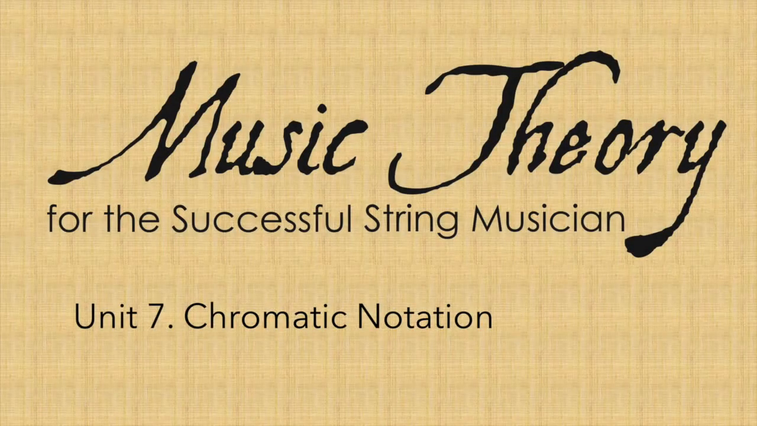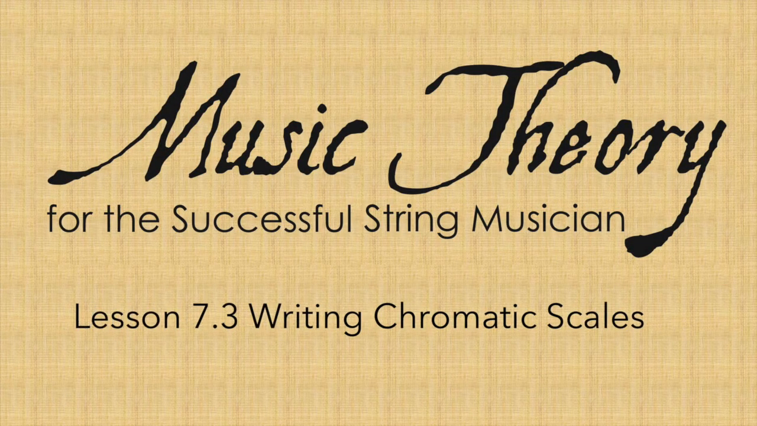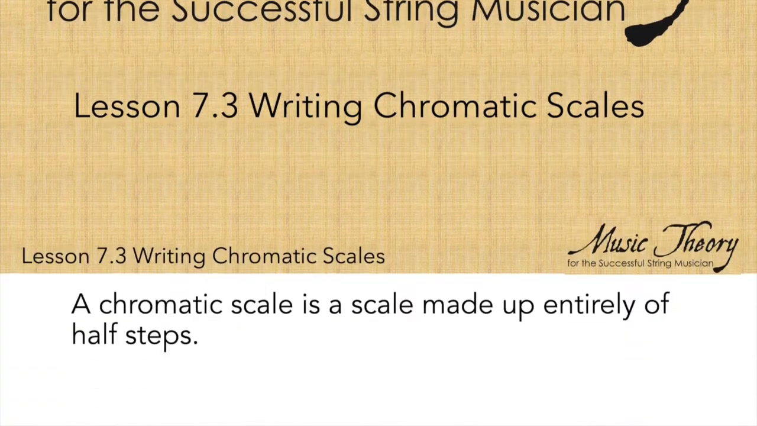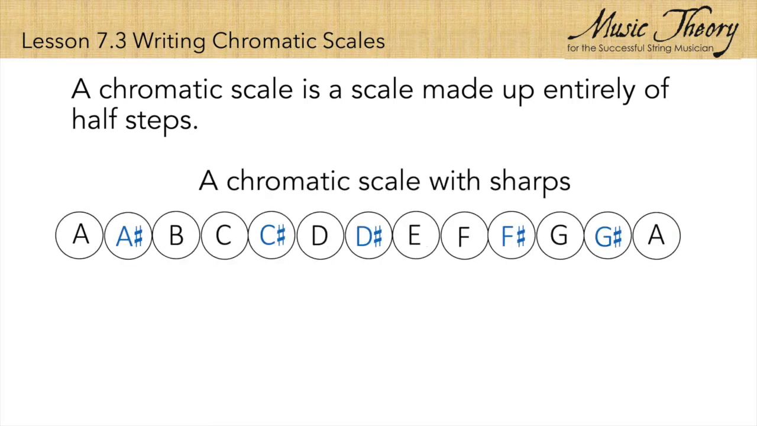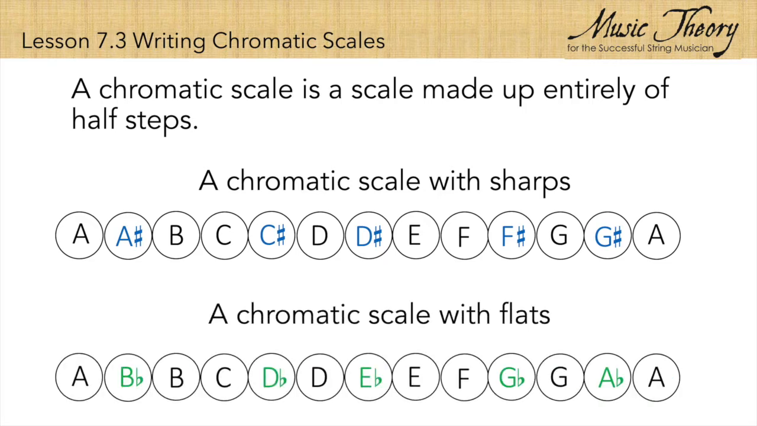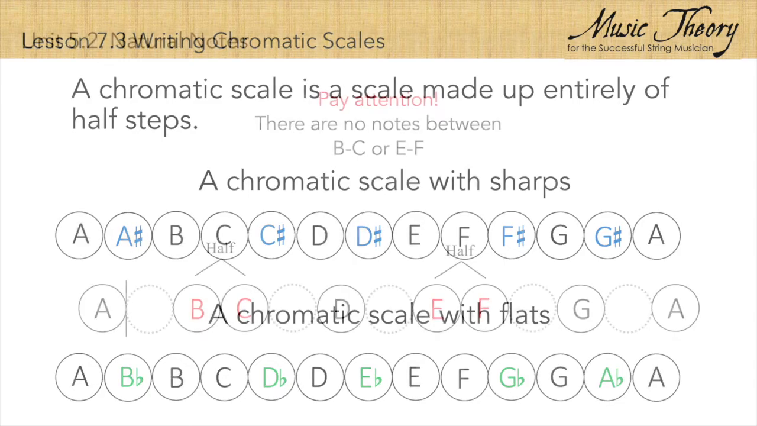Hi everyone! In this lesson on chromatic notation, you will learn how to write chromatic scales. A chromatic scale is a scale made up entirely of half steps. In previous lessons, you learned how to use string diagrams to write a chromatic scale in sharps and also in flats. We typically try to stay consistent using either sharps or flats and not mixing sharps with flats whenever possible.